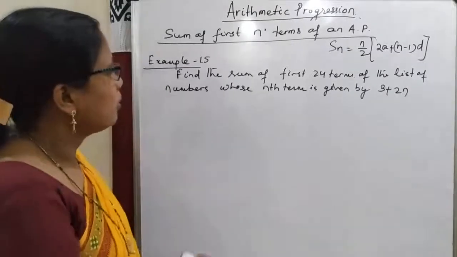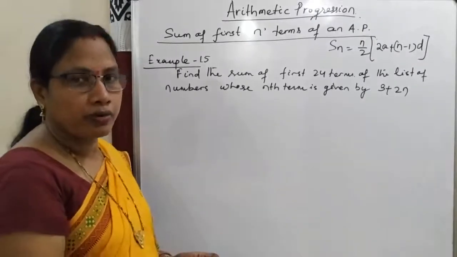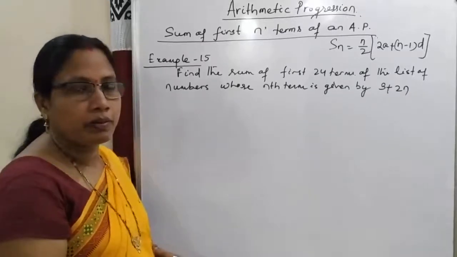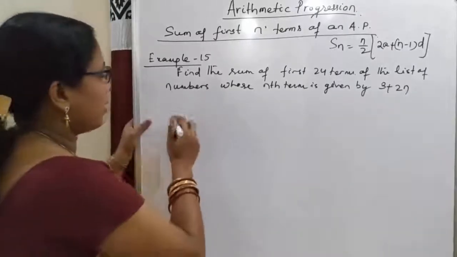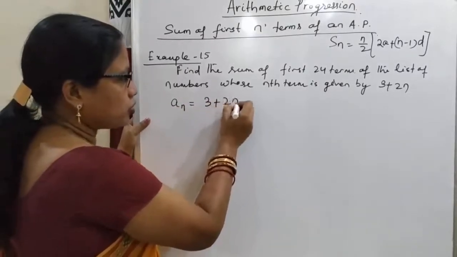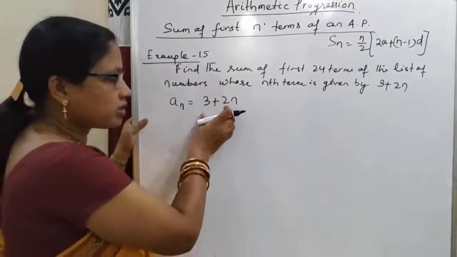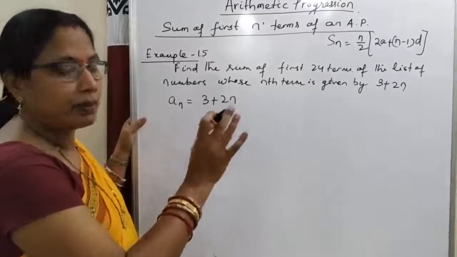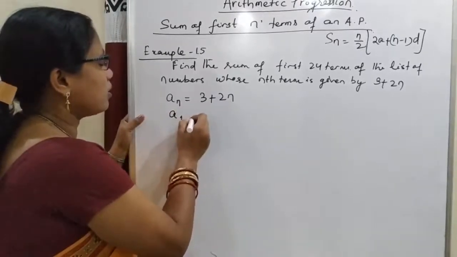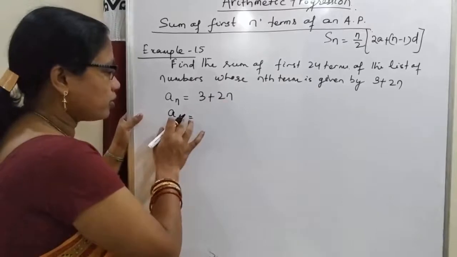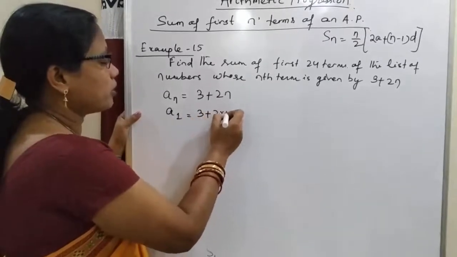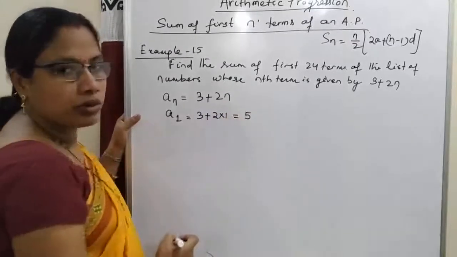Next example, find the sum of first 24 terms of the list of numbers whose nth term is given by 3 plus 2n. So here it is given an is equal to 3 plus 2n. So by using this, we have to find the AP first. So an is equal to 3 plus 2n. So what is a1? Here we shall put 1 in place of n. So 3 plus 2 multiplied with 1, this is equal to 5.